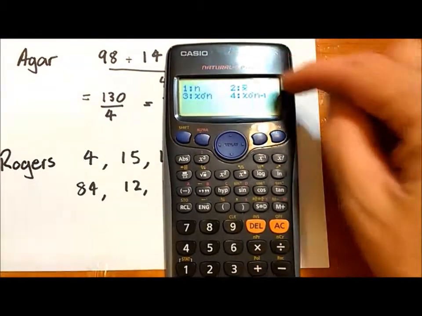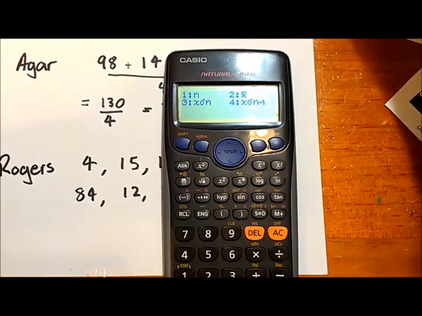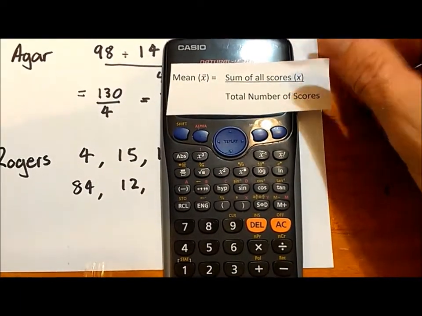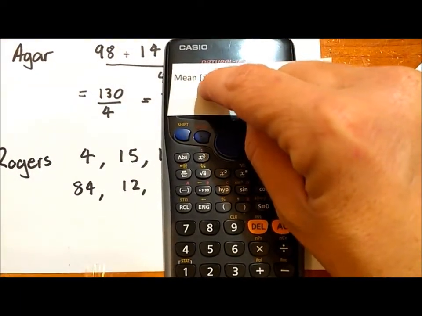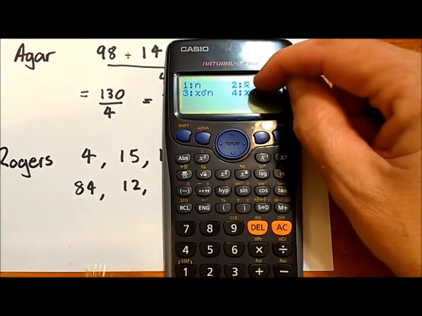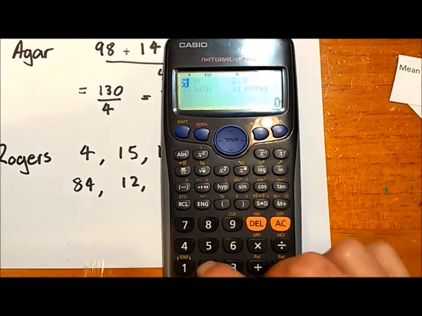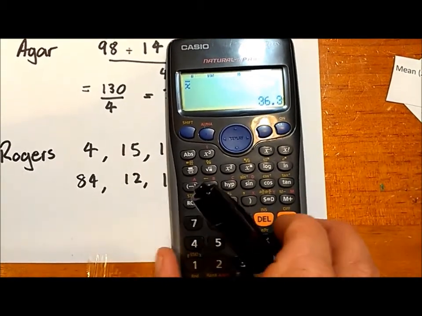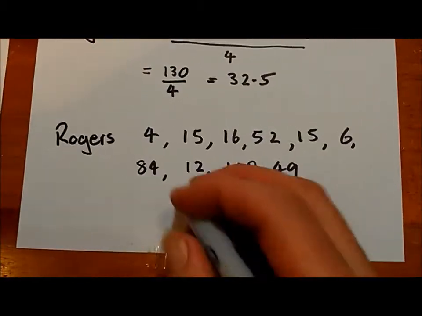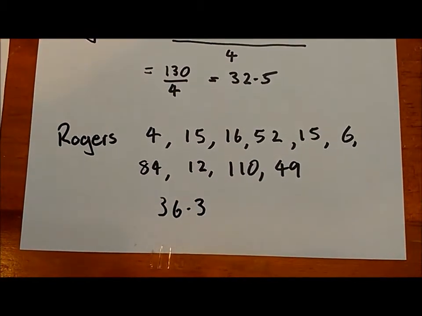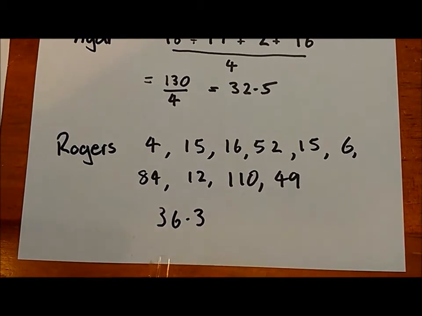Now it gives me all these different strange symbols, but if we have a look at the mean, the symbol for the mean is what we call X bar, X with a little bar over it. And if I look here, I see with 2 here it says X bar. So if I press 2 and equals, I get an average of 36.3. So Chris Rogers so far in his test career is averaging 36.3 runs.